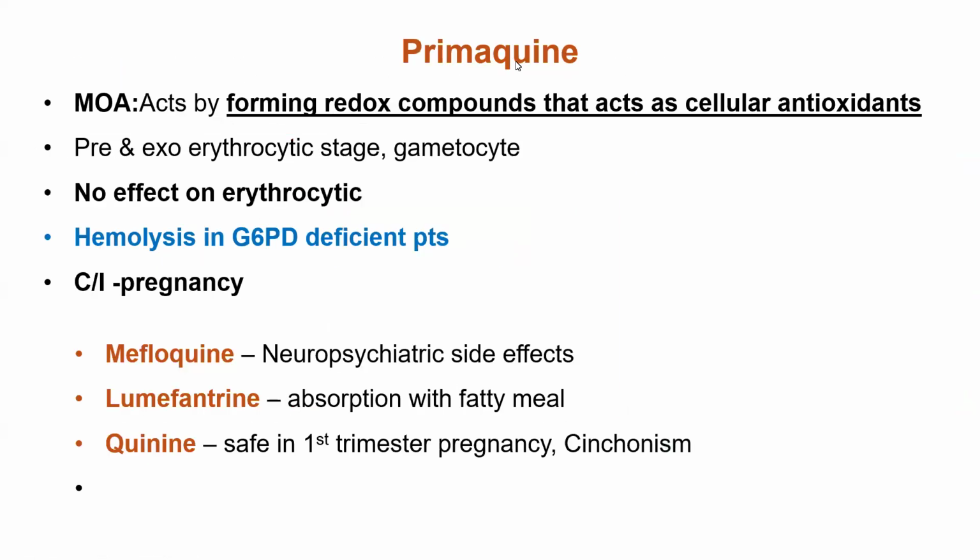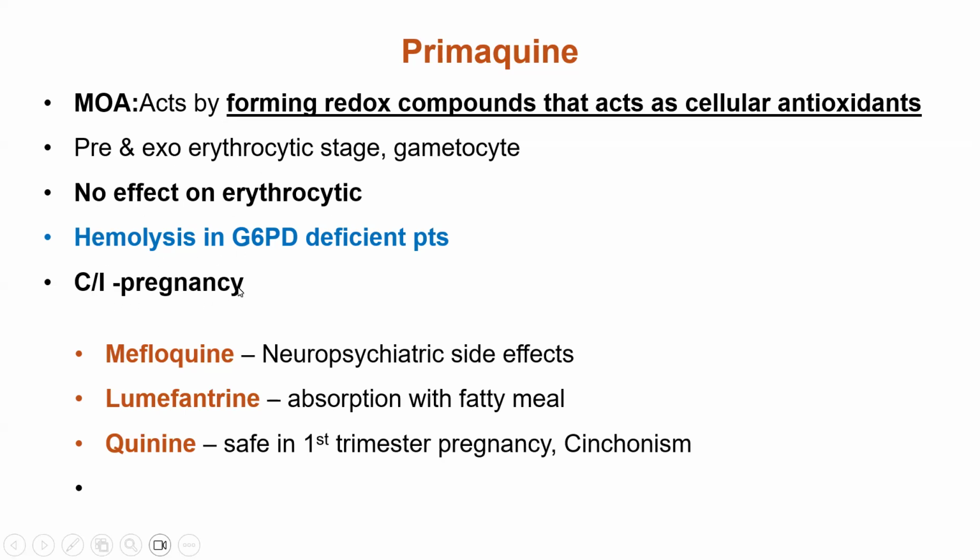So coming to the next drug, primaquine. It acts by forming redox compounds that act as cellular antioxidants. Mainly it has no action on the erythrocytic stage, but we can use it in the pre-erythrocytic stage. As I have told you, it is useful in causal prophylaxis. Among the 3 P's, primaquine is one P. So it is useful in the pre-erythrocytic stage, in radical cure and also in causal prophylaxis. And it is used as a gametocidal also, with no effect on the erythrocytic phase.